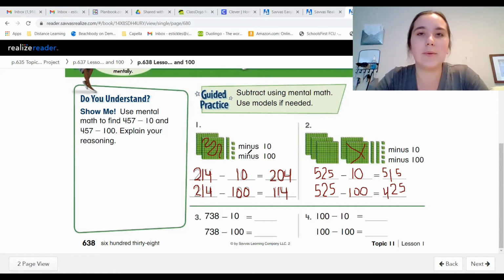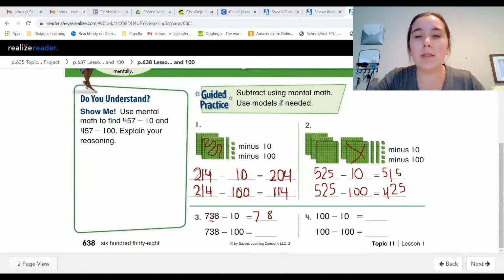Let's check out number 3 and 4. Down here, we're not using models. You could totally draw a model somewhere on the page if you wanted to, but we don't always have to if we don't want to. So let's try it. We have 738 minus 10. So remember, if we're taking away a 10, only the tens place is going to change in our number that we're starting with. So we're still going to have 700s, and we're still going to have 8 ones.